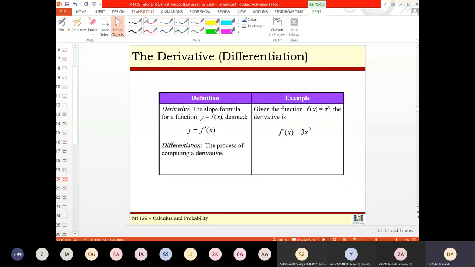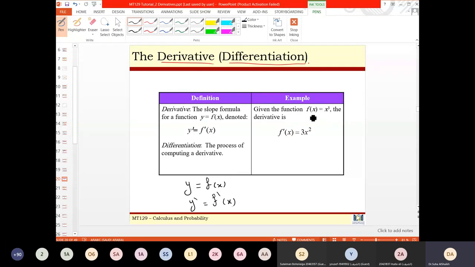Now we are going to talk about a derivative اللي هي الاشتقاق، اللي هي differentiation. Derivative, differentiation mean the same thing. So the derivative is defined to be the slope formula for the function y equal to f(x), and this is how we write it. There is a mistake here. المفروض إن هنا y dash, by the way. If you have y equal to f of x, the derivative of this one is y dash equal to f dash of x اللي هي المشتقة. Okay. In other words, we say this is a differentiation. Differentiation معناها the process of computing the derivative.